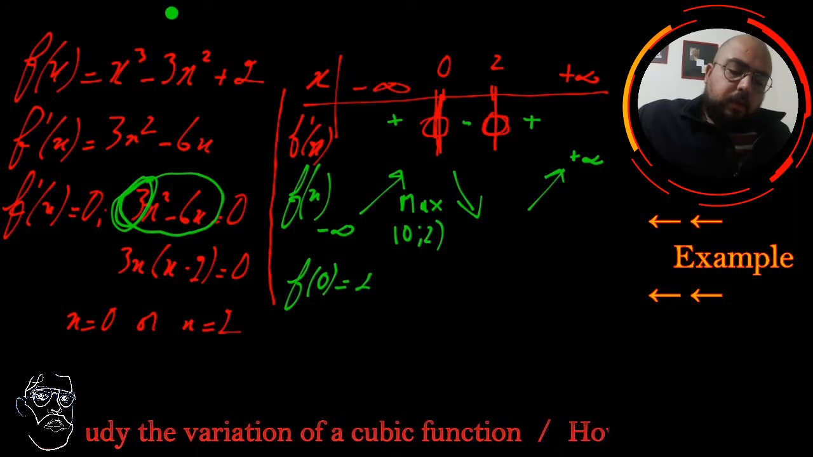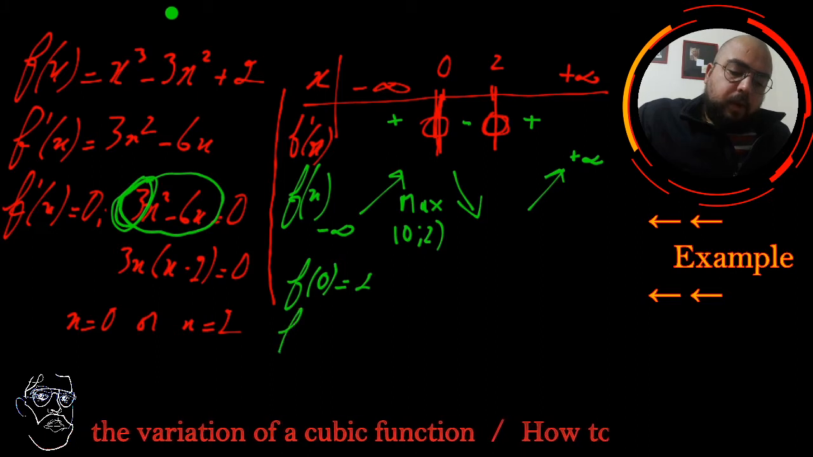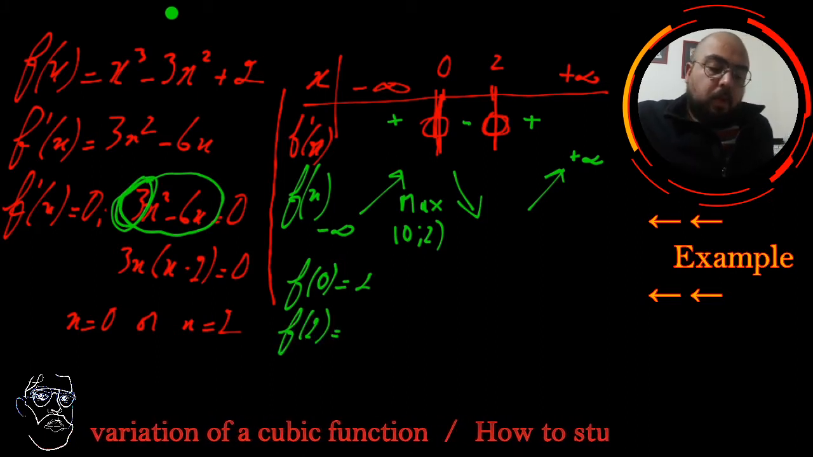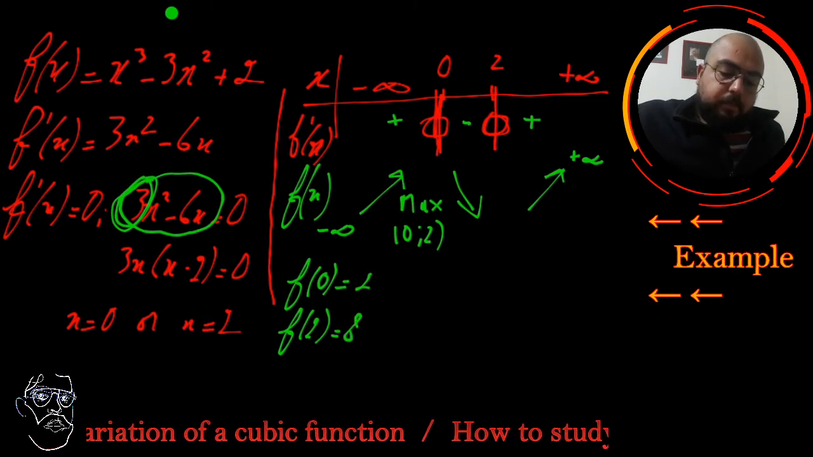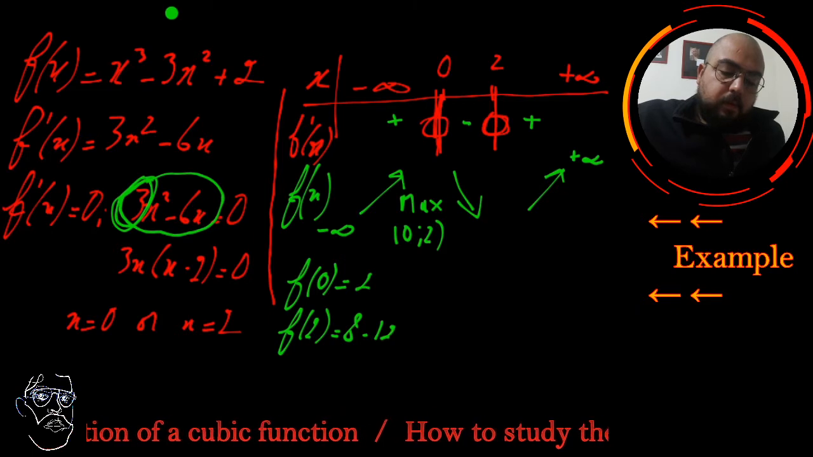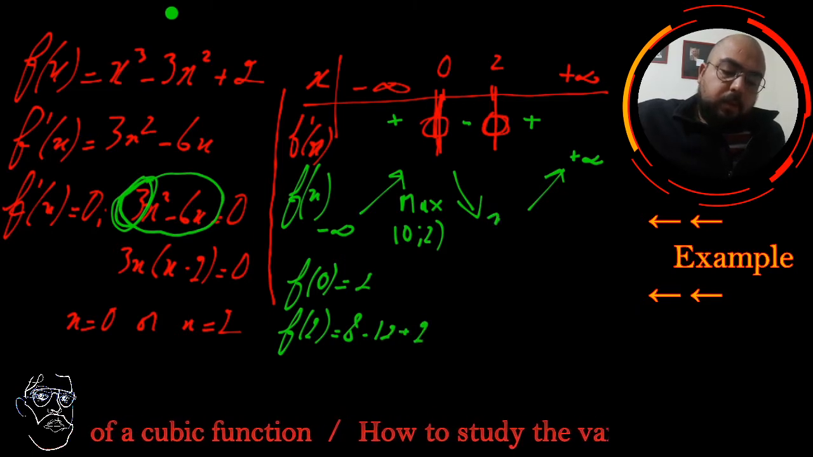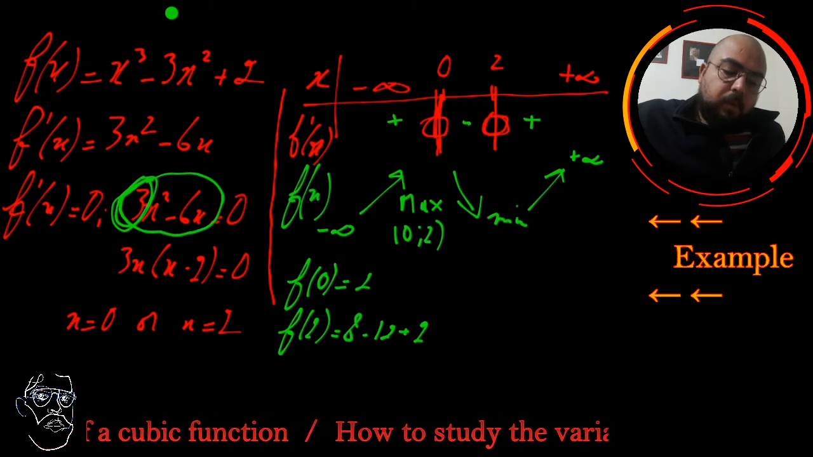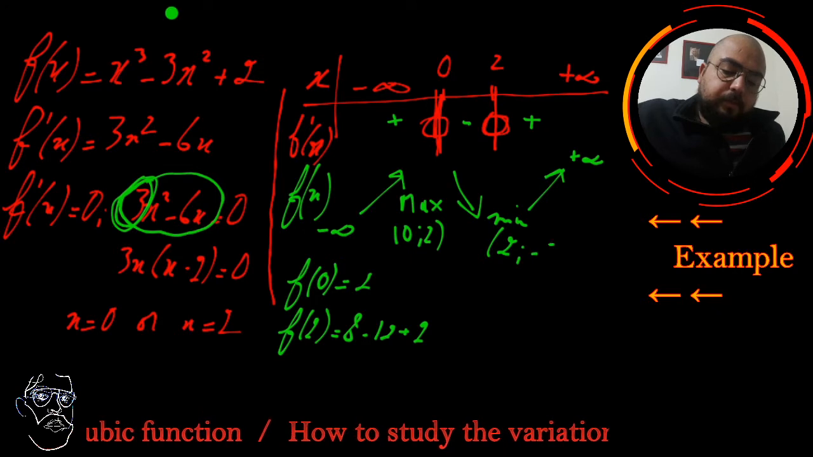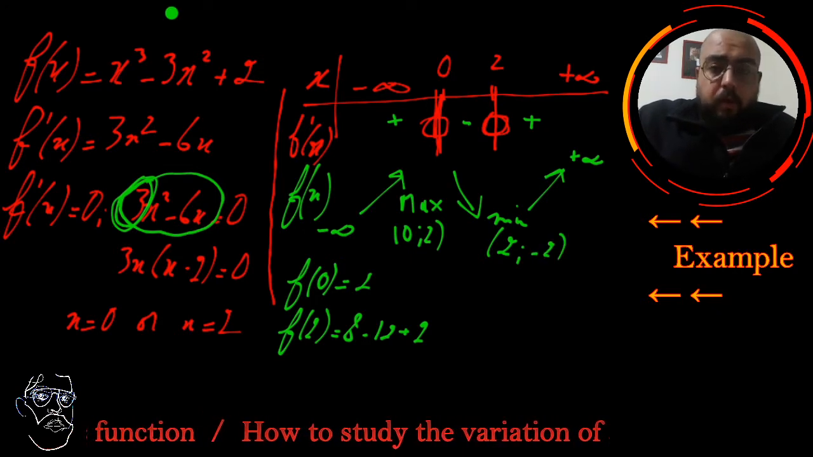And the second extremum is for x is equal to 2. F of 2 is equal to 8 minus 12 plus 2, so it's minus 2. In this case, you have a minimum. The minimum is 2 minus 2. These are the extremum.